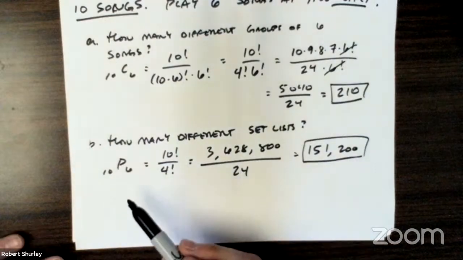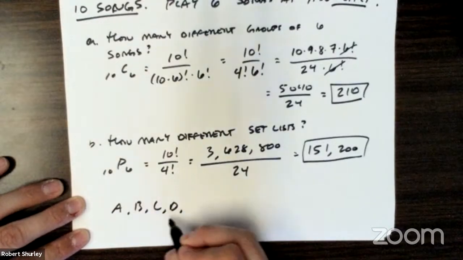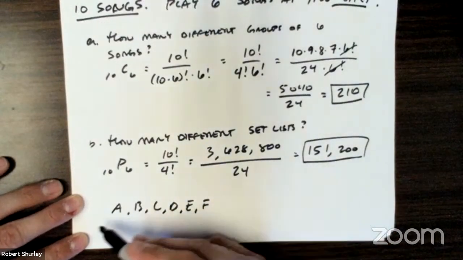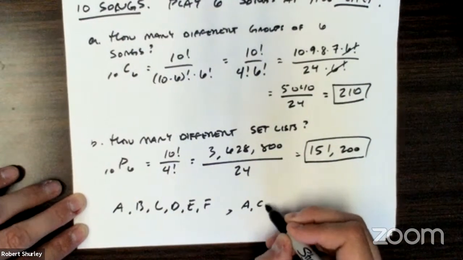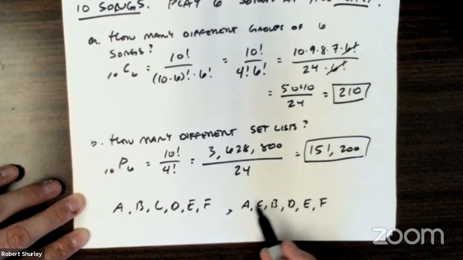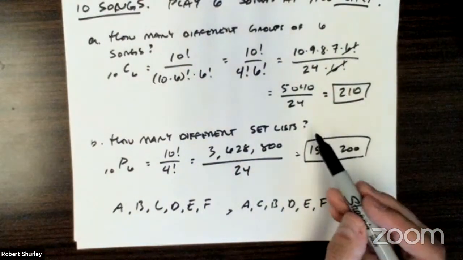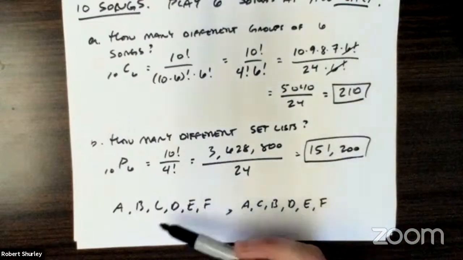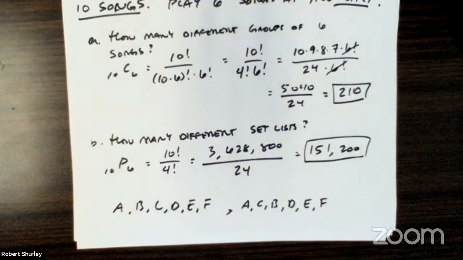So if you knew songs A, B, C, D, E, and F, this would be one set list, but another could be A, C, B, D, E, and F. This would be considered a different set list because the B and the C were switched. That's why there are so many different ones. This is the same combination though, right? This would be considered the same combination, but a different permutation. Same combination, different permutation. Kind of crazy.